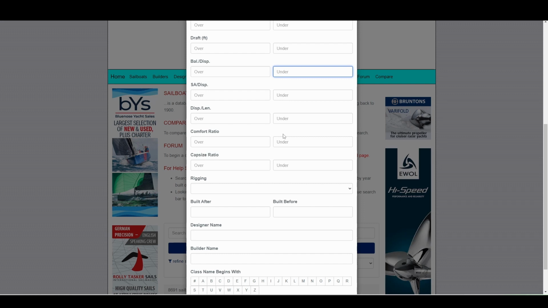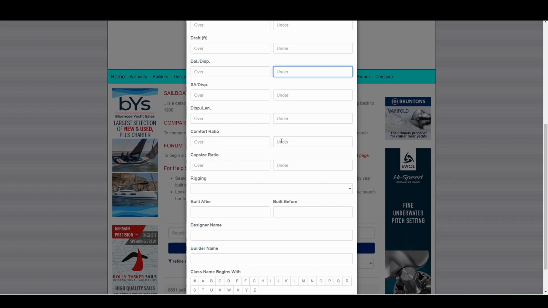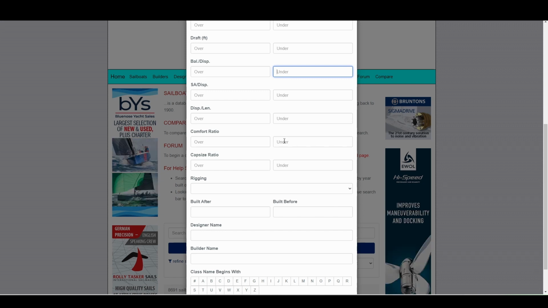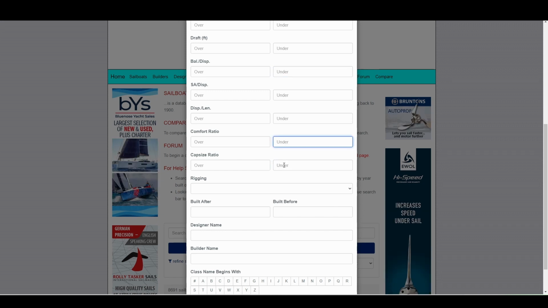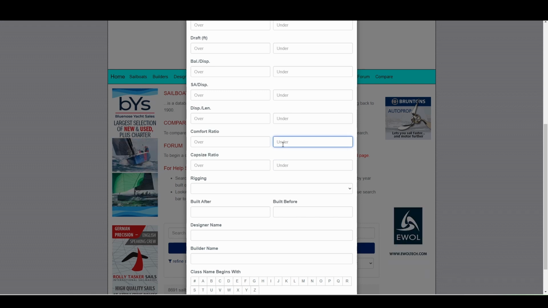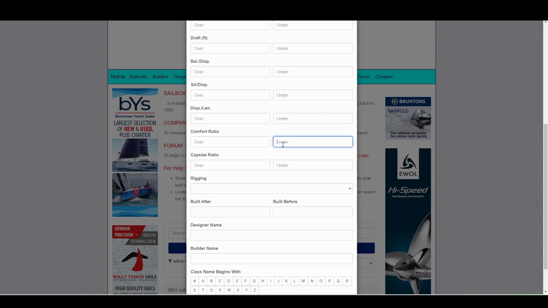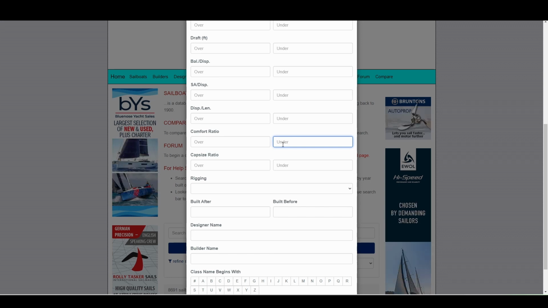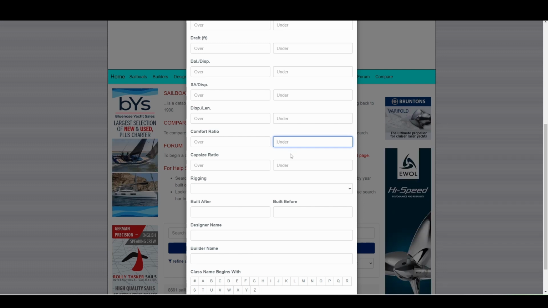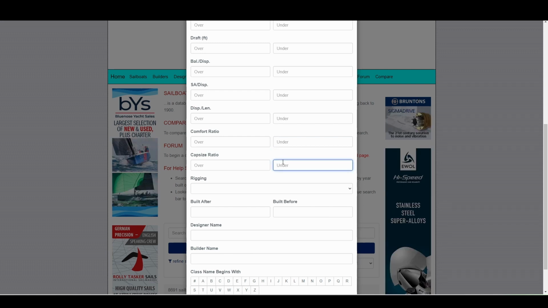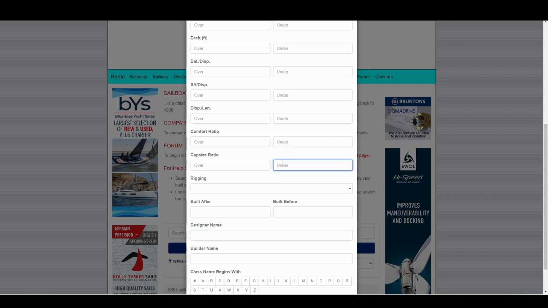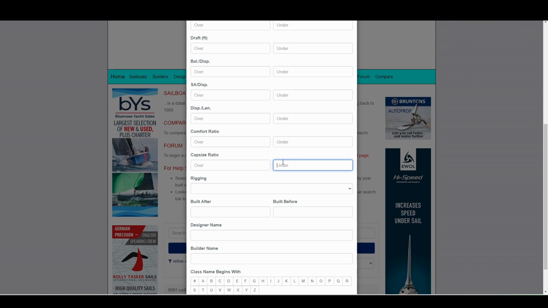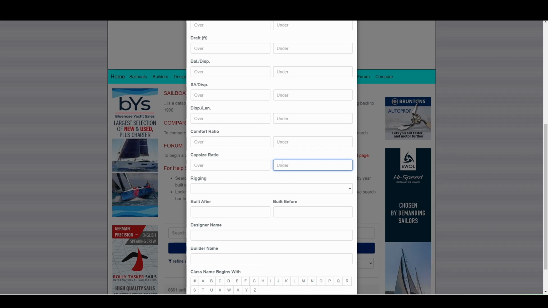Next are displacements, the displacement-length ratio, comfort ratio and capsize ratio. Now, these two are sort of artificial calculations. The comfort ratio puts into perspective the length and the wave, and it should give you a certain impression of how comfortable the boat should be, the idea being how prone to seasickness it will be or not. And then there is the capsize ratio, which is an interesting artificial calculation, the idea of which is to put in some seaworthiness.